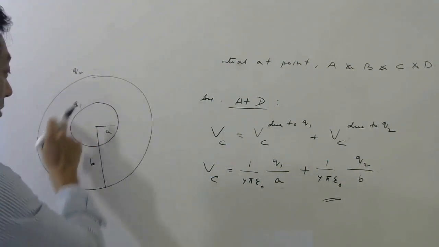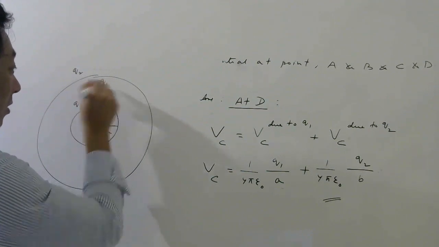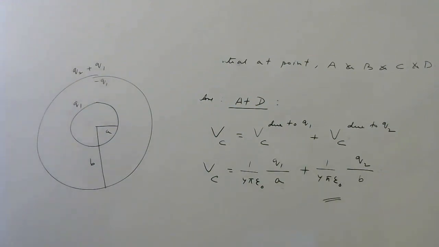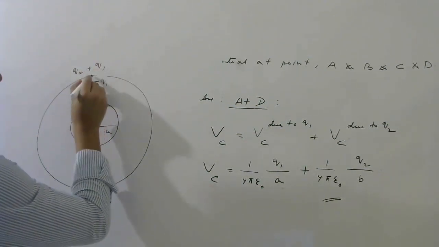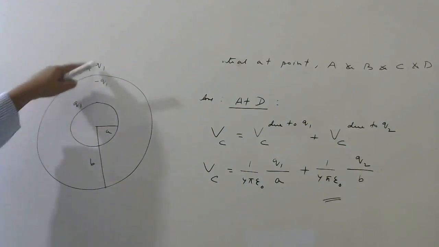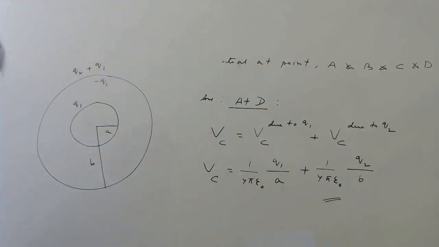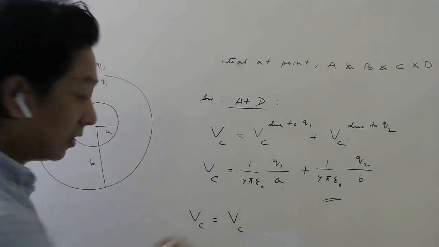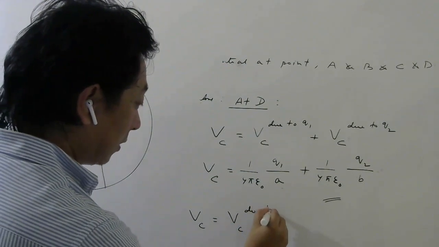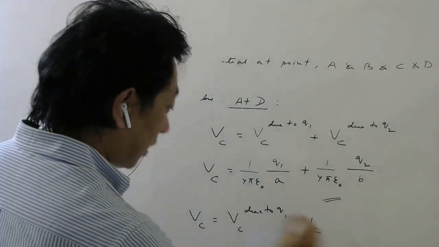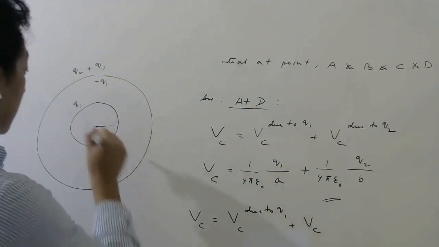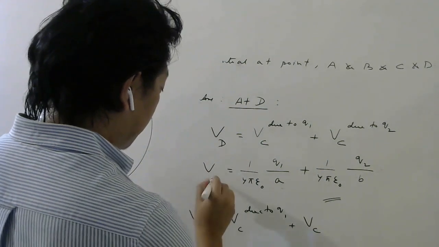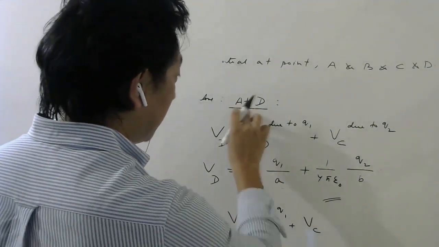If this one has charge Q1, then the inner surface should have minus Q1, as I told. So the outer surface will have plus Q2 plus Q1. Correct? Now look carefully. Even if you consider the distribution and calculate the potential, you may have to write it like this: potential at C will be the potential at C due to Q1 plus the potential at C. Where was the C point? Somewhere here, right? Okay, so this was a D point actually. So make it D, okay? Before this it was at D.